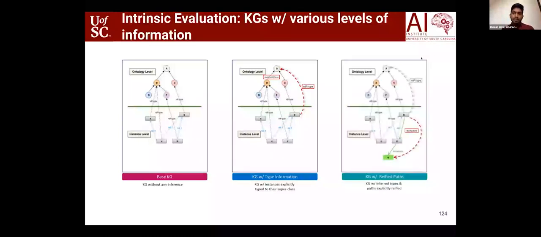In the third type, this is the knowledge graph with the highest level of information. We know that there exist paths between the instances. For example, if you go from instance B to D to E, there's an implicit path from B to E. So we materialized all these paths in addition to having the type semantics explicit, creating a knowledge graph with the highest level of information detail. Okay, now we looked at three metrics to quantify the quality, and we have three types of knowledge graphs with various levels of information.